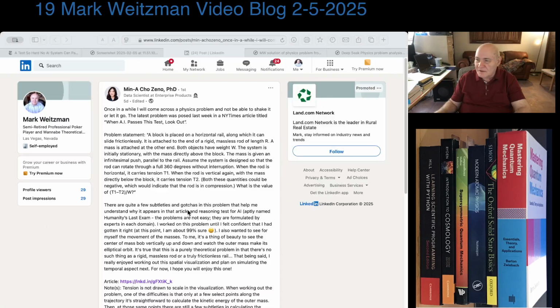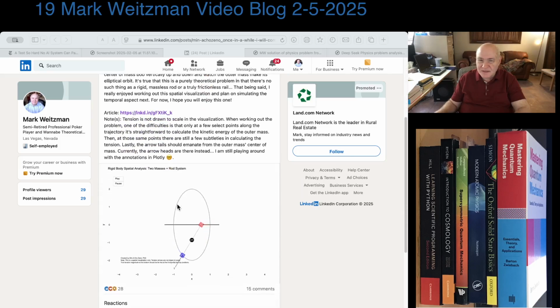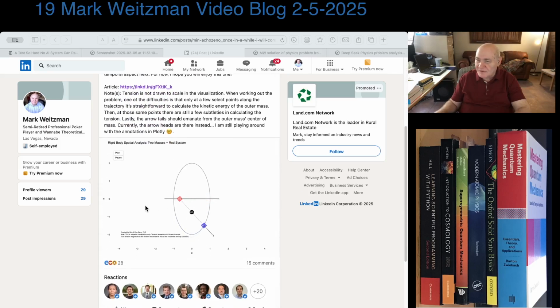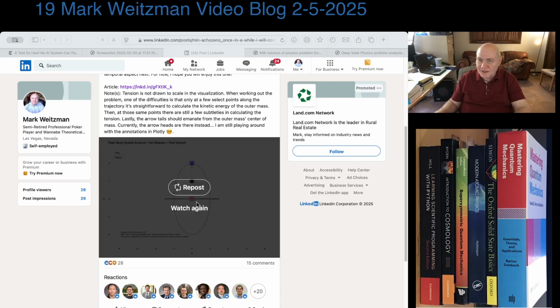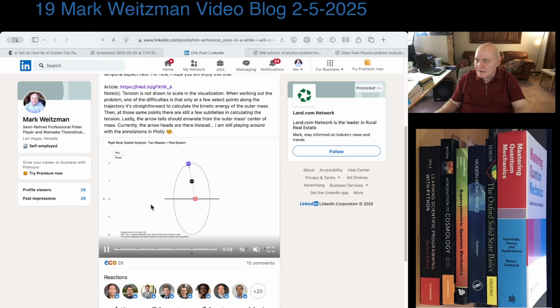And she posted not a full solution, just an outline of a solution. Here's the actual motion of the two masses. One is on a block. I'm going to watch it again. So you can sort of see that there's a block that slides on a horizontal rail, and then another mass that's at a fixed distance r from it by a rigid massless rod that sort of rotates around it. So it's a nice problem.